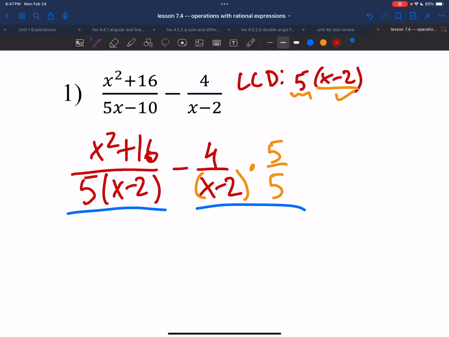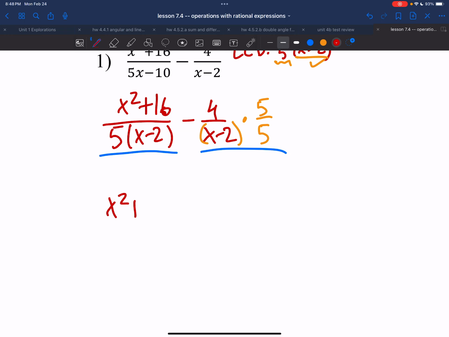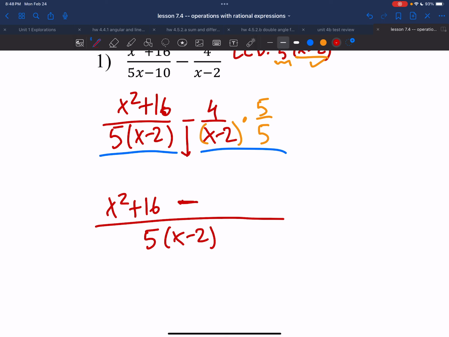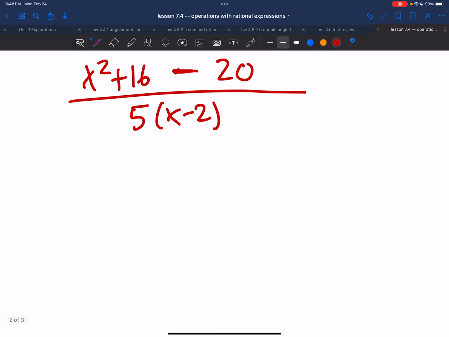You actually don't even need to change the first fraction. x squared plus 16, right? This is over 5 times x minus 2. Drop the minus, and then it's 4 times 5, which I'm just going to write here. 4 times 5 is 20, like so. Yeah? And of course, 16 minus 20 is negative 4.